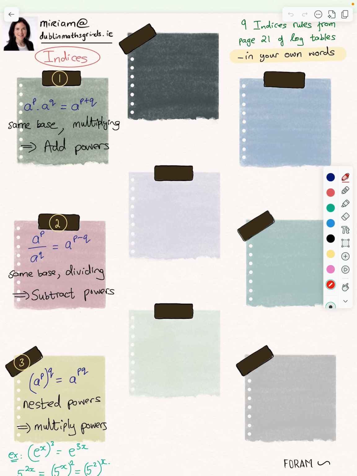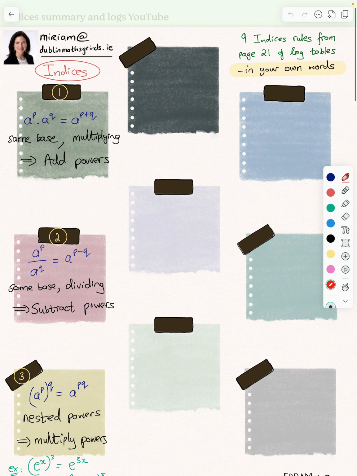Everyone, this is your summary of logs and indices, two very important topics. Now, the good news about logs and indices is that you have pretty much all the rules you'll ever need on page 21 of your log tables. So keep page 21 open when no other page is open. Go back to page 21 because it has so many of the key formulas that you'll need.